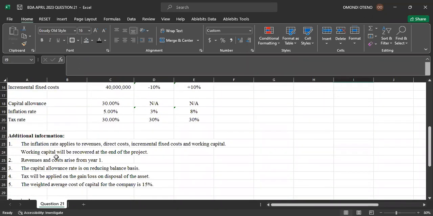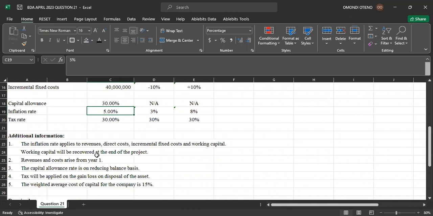So let's just read the additional information and see how the items given up there will be affected. The inflation rate applies to revenue, direct costs, incremental fixed costs, and working capital. So it automatically tells us that the inflation rate here represents the percentage increase in our items, that is revenue, direct cost, incremental fixed cost, and working capital. They are all going to increase at the same rate, which is the inflation rate.